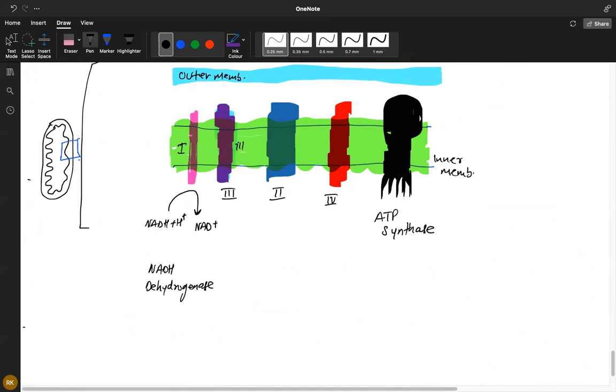Okay, this is 1, this is 3, this is 2, this is 4. I'm removing the names from here. And when it does that, what happens to all the hydrogen? All the hydrogen moves through this complex and comes out and accumulates in the intermembrane space. Is it clear, everyone? Now do you understand what is happening slowly and slowly?